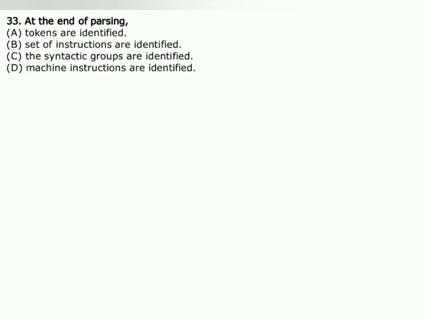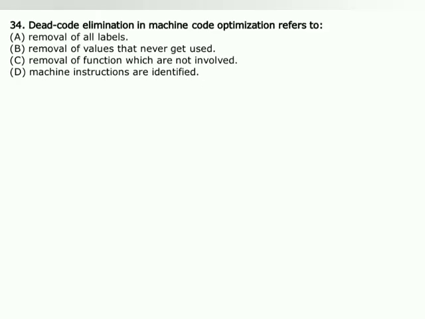At the end of parsing, what will happen? At the end of the parsing, tokens are identified and a parse tree is drawn. But that one is not given here. So that's why none of the options are correct. In the lexical analysis, tokens are identified, and in the parsing, it will generate a parse tree. But that is not mentioned here. So none of the options are correct.